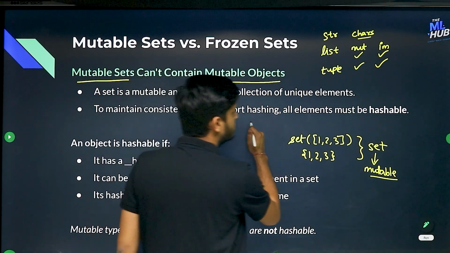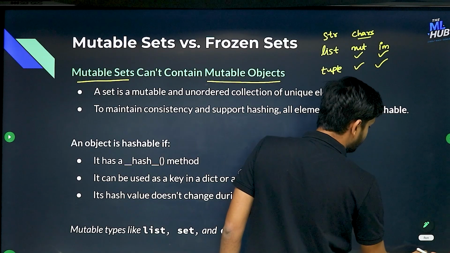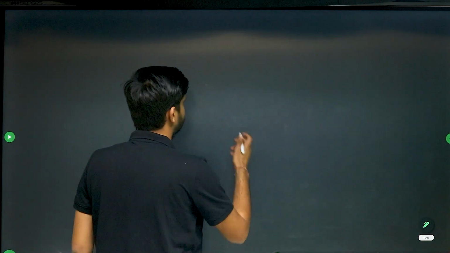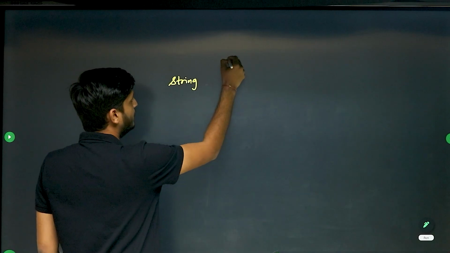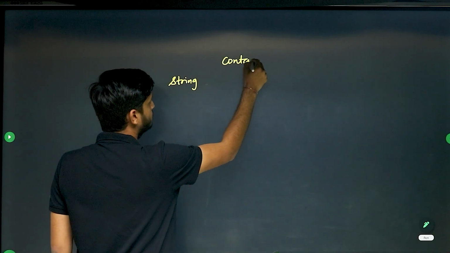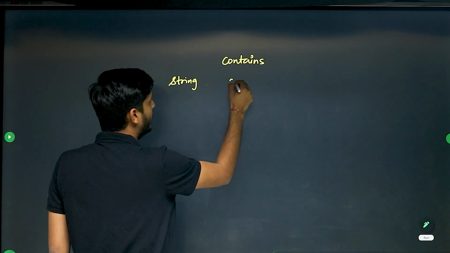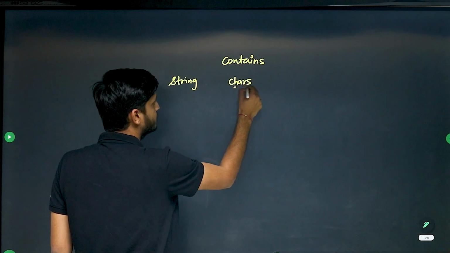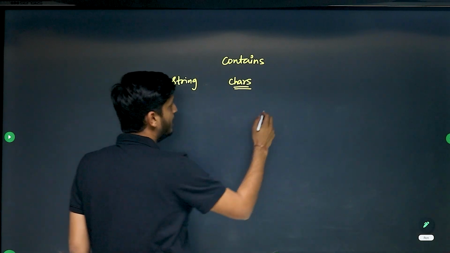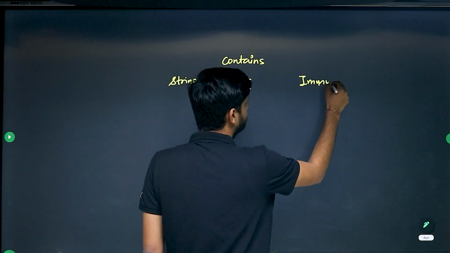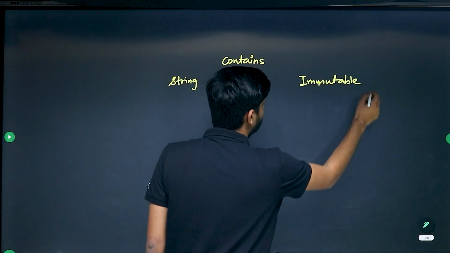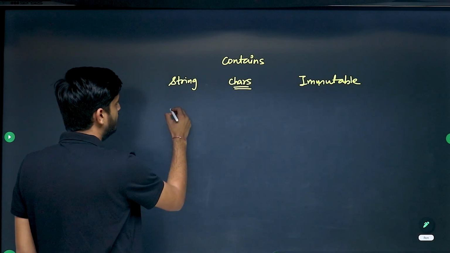So there is a notion, right? Like there are two things: one is itself and one is what it contains. So a string contains only characters, okay? And in itself, it is immutable. You cannot change it.